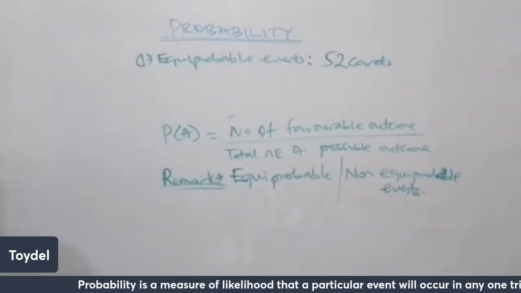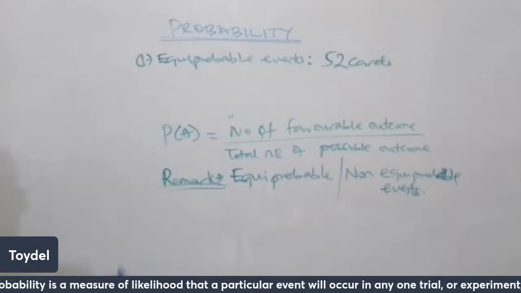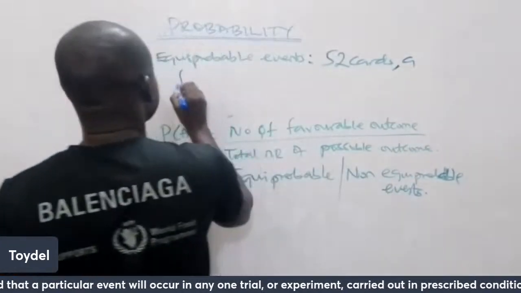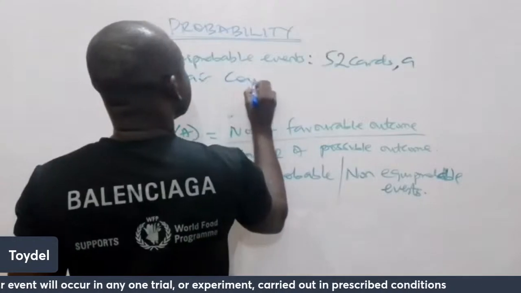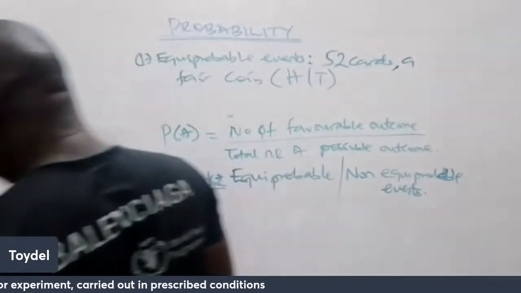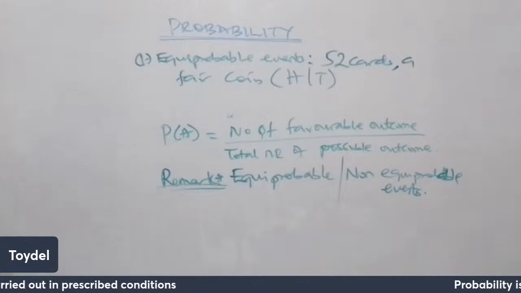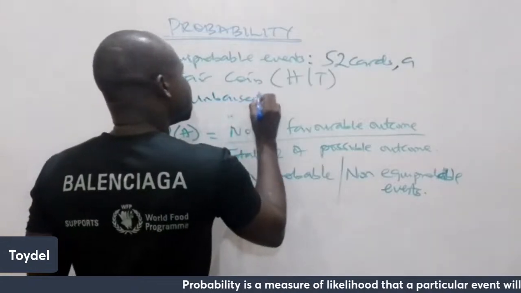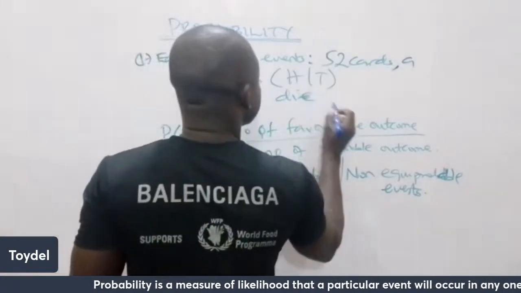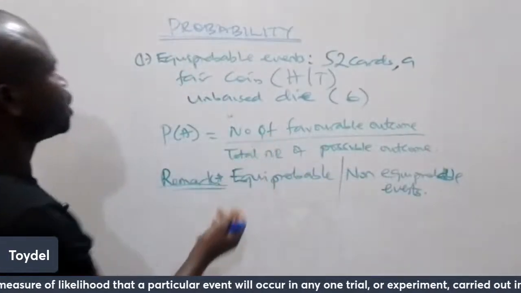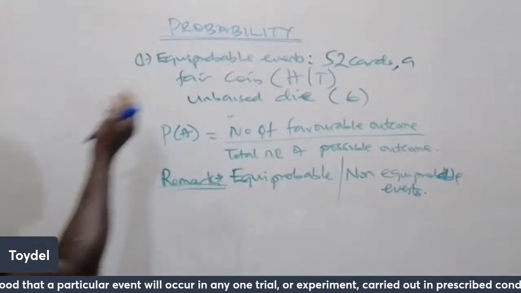Another example is when we have a fair coin. In a coin, it is head or tail. Or when we have an unbiased die. In a die, there are 6 faces: 1, 2, 3, 4, 5, 6. So these are examples under equiprobable events.